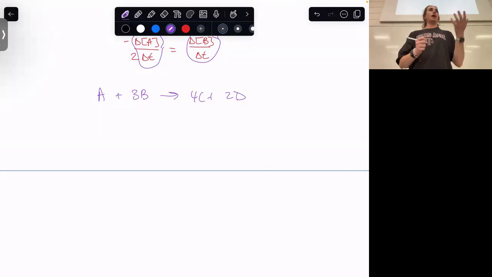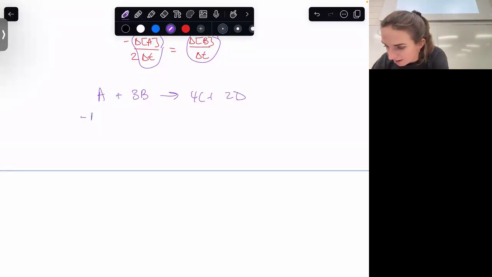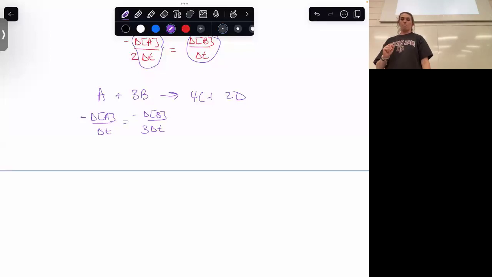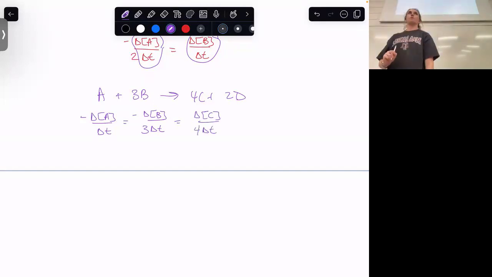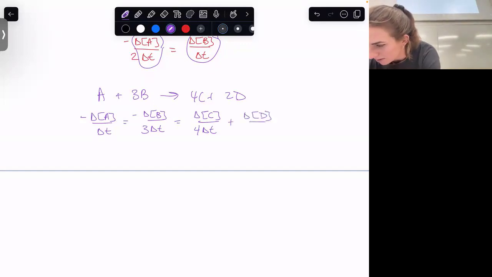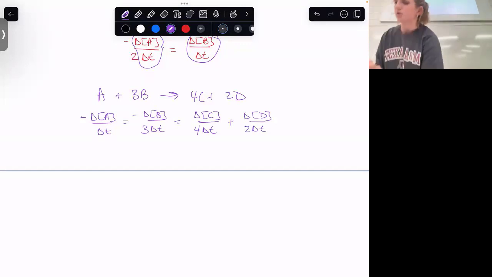All right, so in this case, A here is still going to be negative change in concentration over change in time. B is going to be your change in concentration over change in time, but this time there's a 3 in front. For C, we're producing your product C here, and it gets a 4 in the denominator. And then your concentration for D is going to change over time, and that gets a 2 in the denominator.